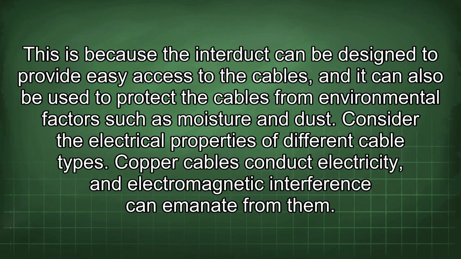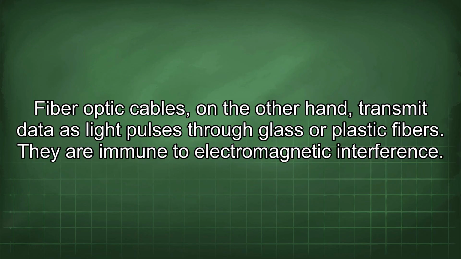Consider the electrical properties of different cable types. Copper cables conduct electricity, and electromagnetic interference can emanate from them. Fiber optic cables, on the other hand, transmit data as light pulses through glass or plastic fibers. They are immune to electromagnetic interference.